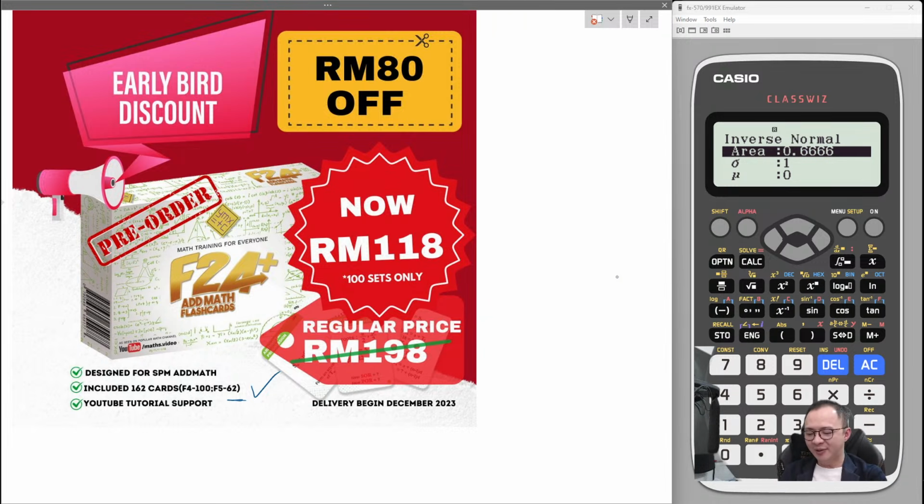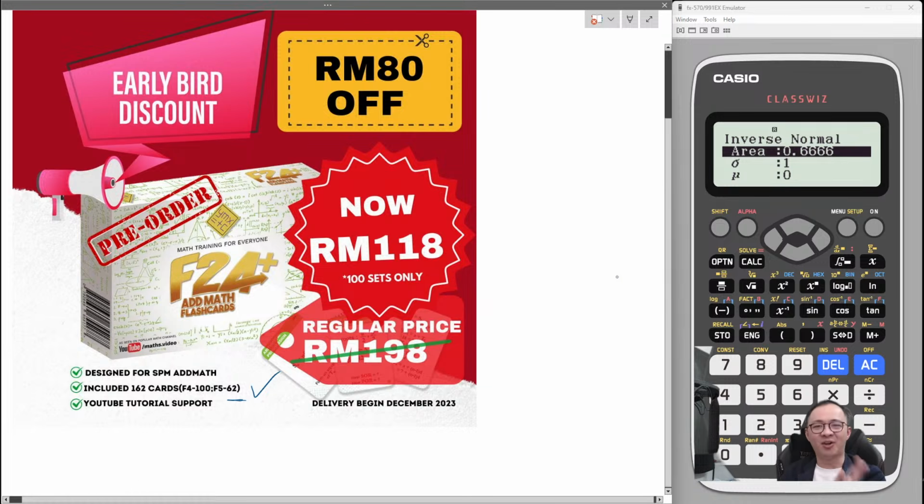And then I literally found out about 162 cards, which I think are an important set of keywords to memorize in order to score well in SPM. Some students ask me, sir, if I buy this, will I confirm score A? No, no, because mathematics is not about memorizing only. You need to understand the question, you need to practice and all that.